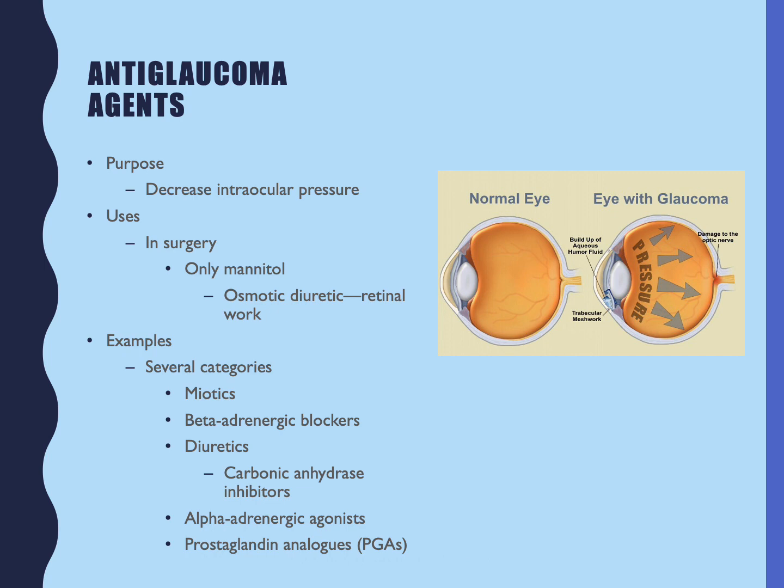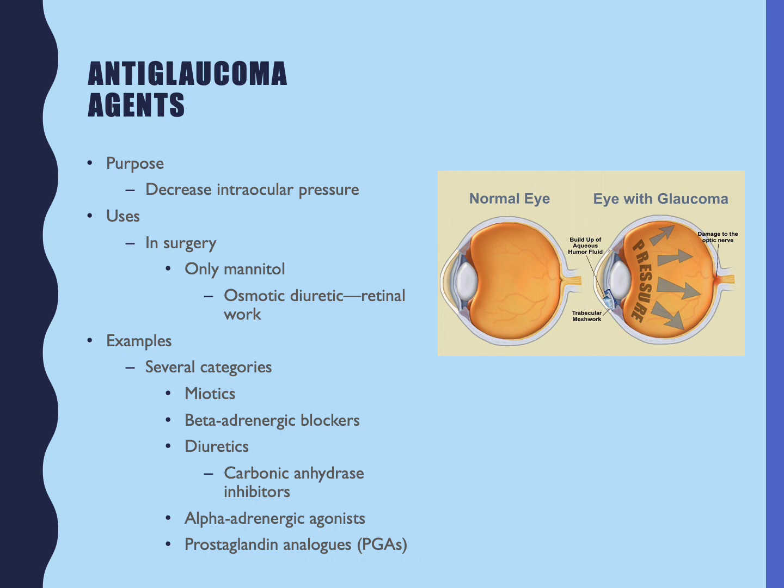If we have a patient whose pressure in their eye is greater than 25 millimeters of mercury, then that is going to be considered abnormal. When we have excess pressure in the eye, that can damage the optic nerve and that can lead to blindness. And as their name suggests, anti-glaucoma agents work effectively to decrease IOP. Mannitol, which I already mentioned before, is the only anti-glaucoma agent that is used in surgery, and it is an osmotic diuretic.